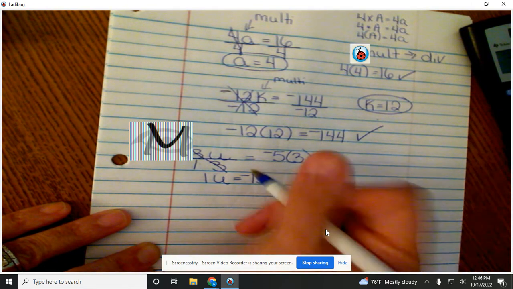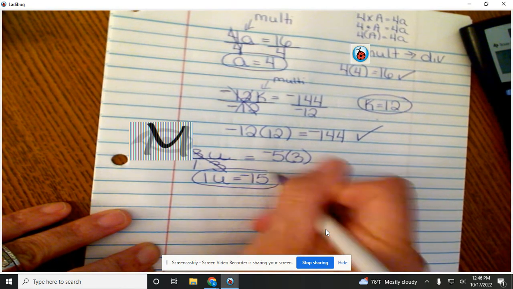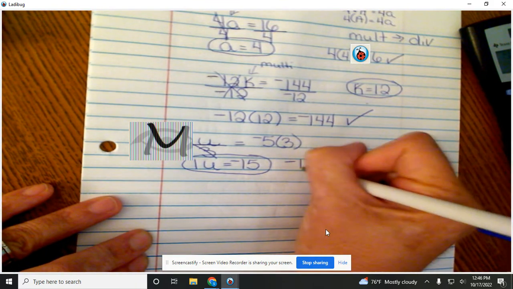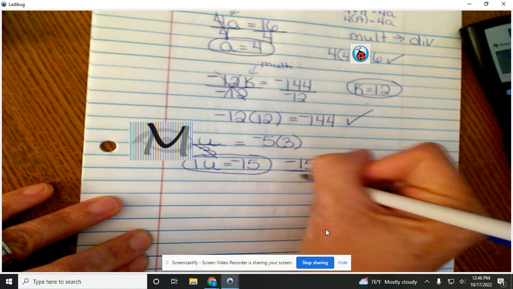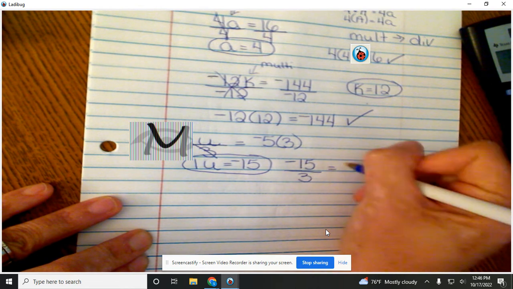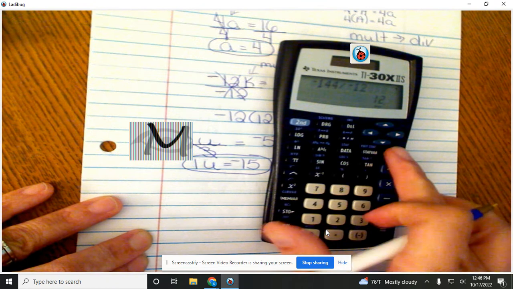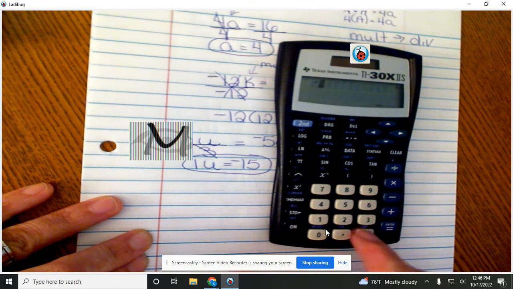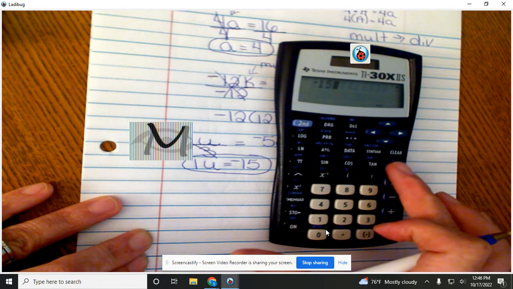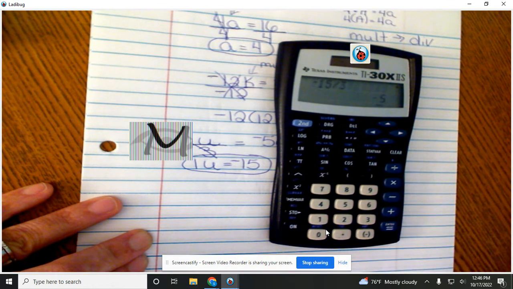Now, if you want to double check your work, you're going to take the -15 divided by 3, which is going to give you -5. If you're going in here, -15 divided by 3 gives you -5.